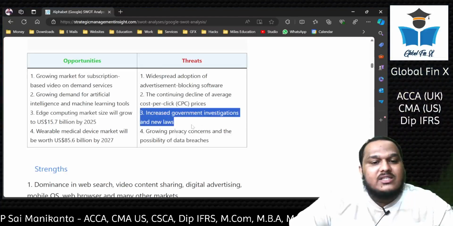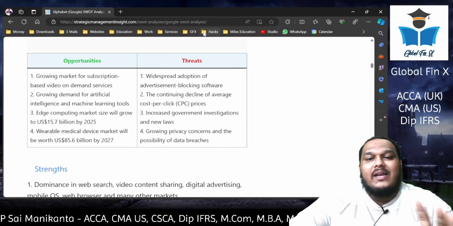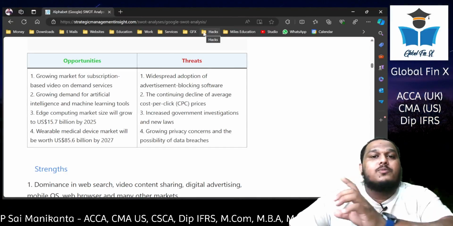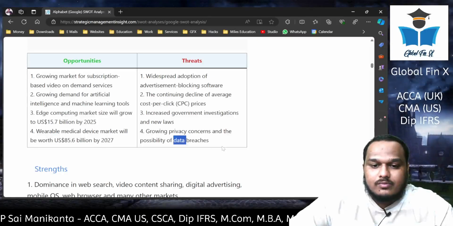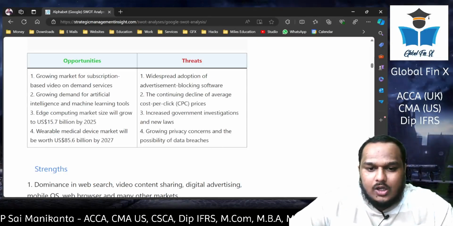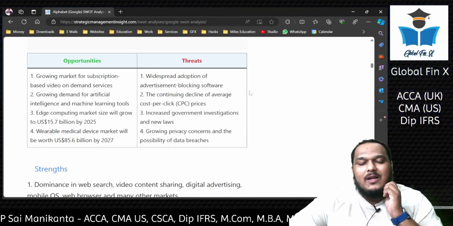And government investigations and new laws have increased. That is why when you open any website, there is usually a cookies pop-up, right? EU guidelines, European Union guidelines and all. Privacy concerns and the possibility of data breaches have increased. Now people are more worried about their data.